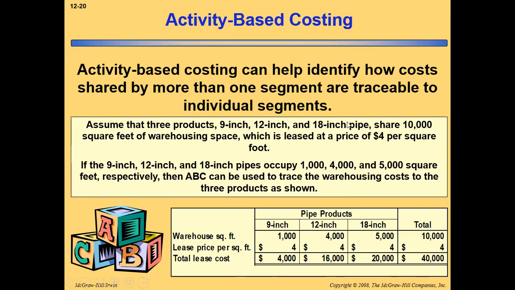Assuming that there are three products, 9 inch, 12 inch, 18 inch pipe, sharing 10,000 square feet of warehousing space. Okay, so these are the segments: 9 inch segment, 12 inch segment, 18 inch segment. It is actually given on a product-wise segment, and the total is 10,000.